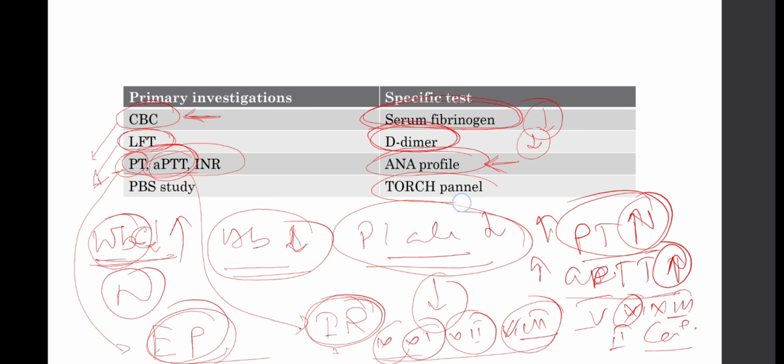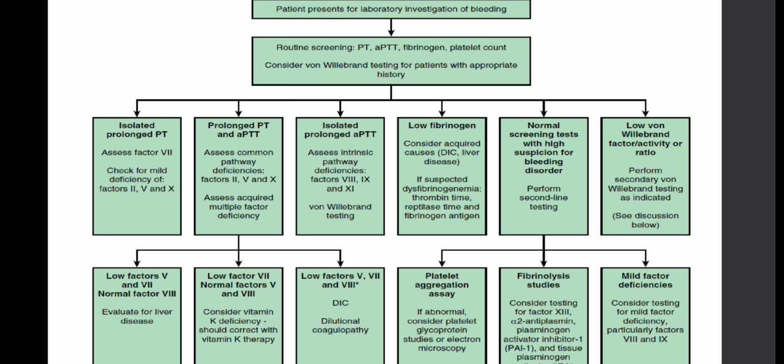A TORCH panel is very important if there is a newborn with purpuric spots all over the body and also a decreased amount of platelets. So always do the TORCH panel, because in congenital TORCH infection, such as CMV infection, there is a decreased amount of platelets, which may present with bleeding problems. Now, this is the approach.